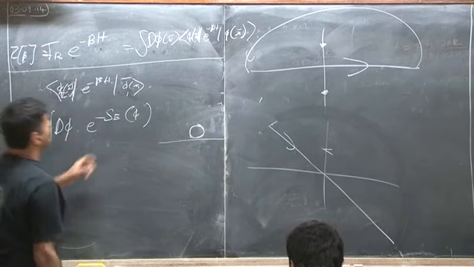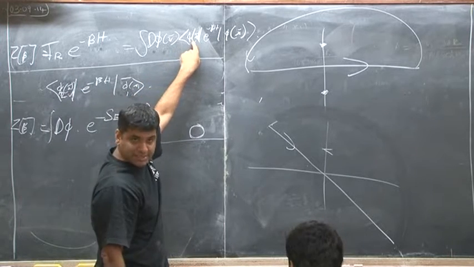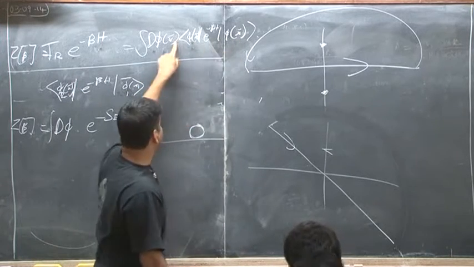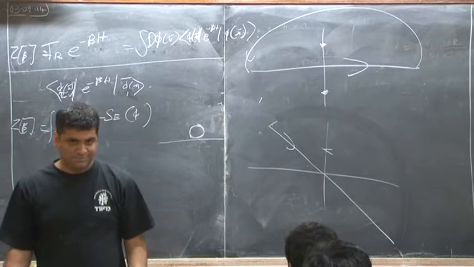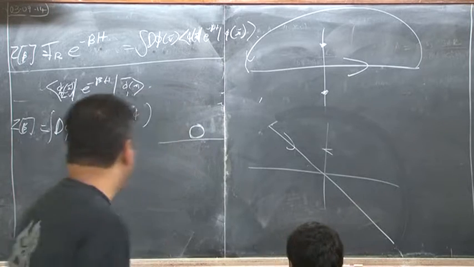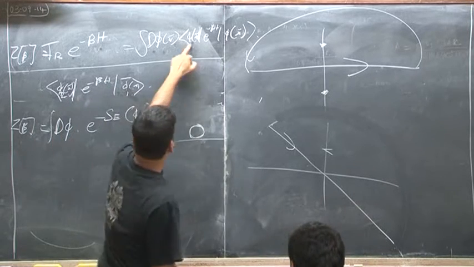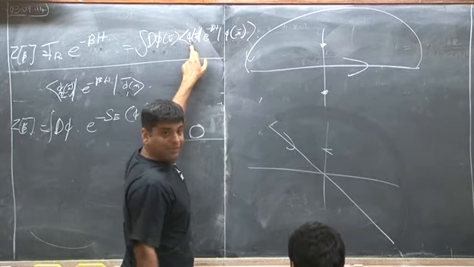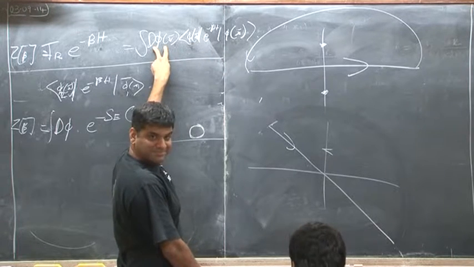Okay. You see, in order to compute the trace, we want the initial phi and the final phi to be the same. So that's how you compute the trace. Okay? Now, they have to be the same, but what same value? That we don't care about. We integrate over all values.